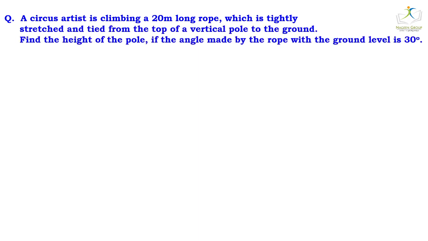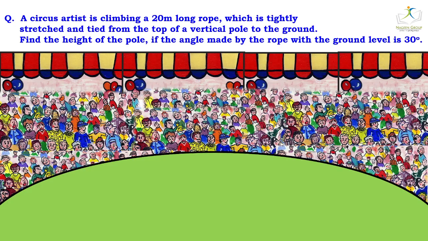First question we have here: a circus artist is climbing a 20-meter long rope which is tightly stretched and tied from the top of a vertical pole to the ground. Find the height of the pole if the angle made by the rope with the ground level is 30 degrees. So, a circus artist is climbing a 20-meter long rope.